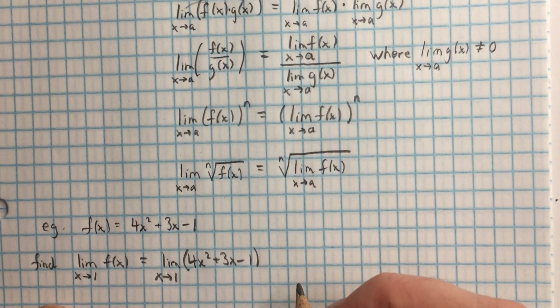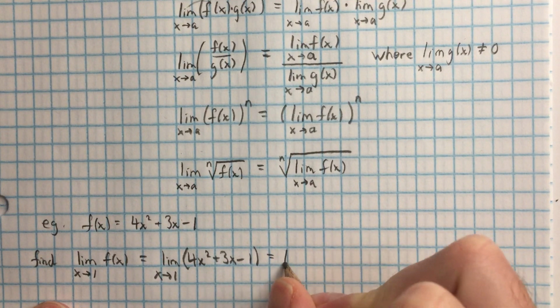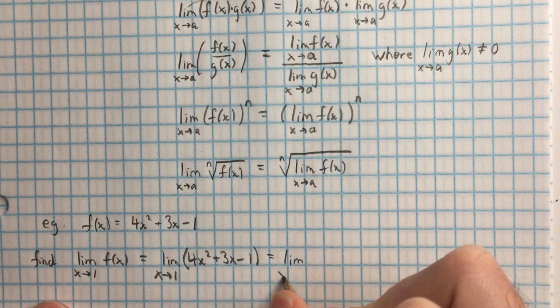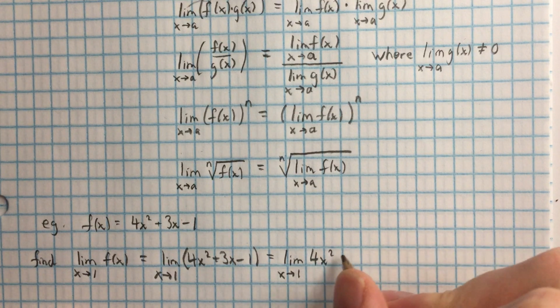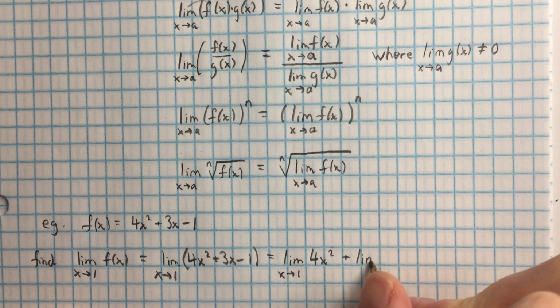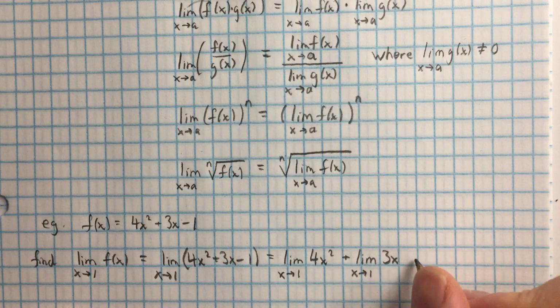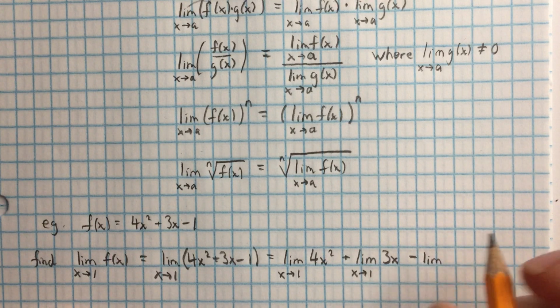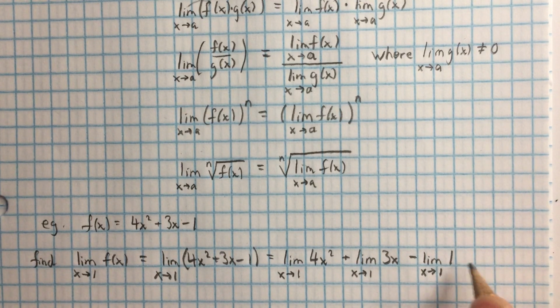So therefore down here, I should be able to distribute, in a sense, the limit operation to the 4x squared, distribute the limit operation to the 3x, and distribute the limit operation to the 1. There. Moving further, I've got a product of functions now.